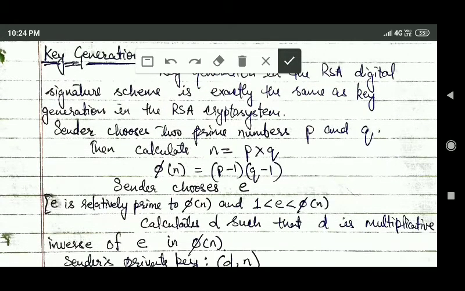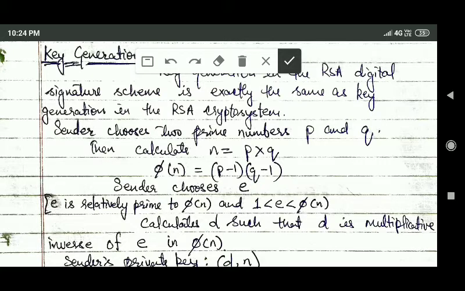So in this scheme, what happens? First, the sender chooses two prime numbers, P and Q. After that, the sender calculates the value of n, which is equal to P into Q. And after that, the sender calculates the value of phi n, which is equal to (P minus 1) into (Q minus 1), because P and Q are prime numbers.